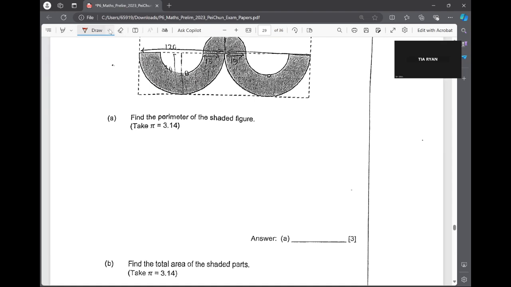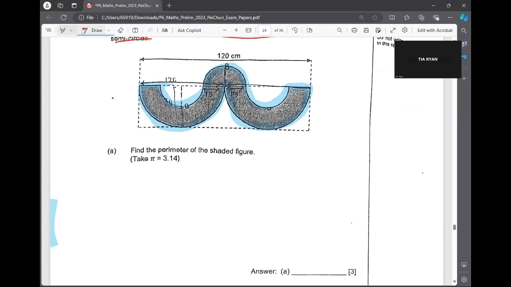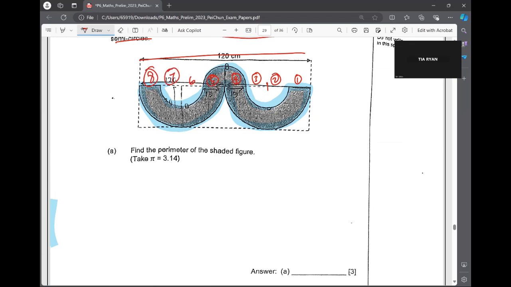So we have to identify what is the perimeter that we need. It's over here, here, here, here, and here. Technically, we have to find the blue colored perimeter. And how do we do that? We know that 120 is the whole thing here. 120 is made up of how many lengths? You can cut this into half. That's 1 length, 2, 3, 4, 5, 6, 7, 8 equal lengths.